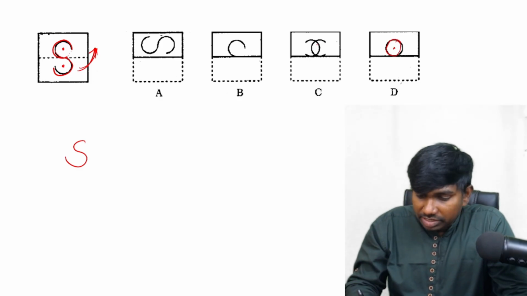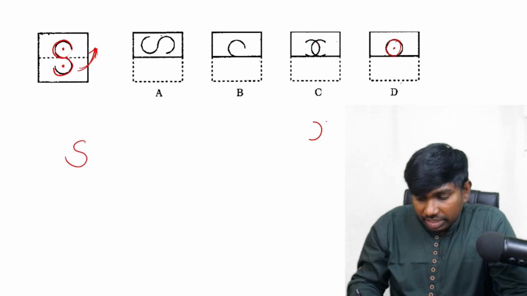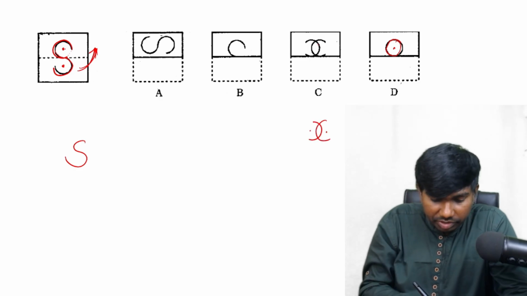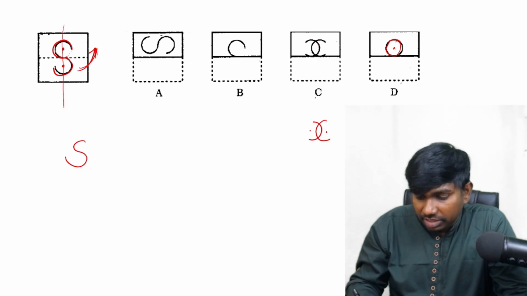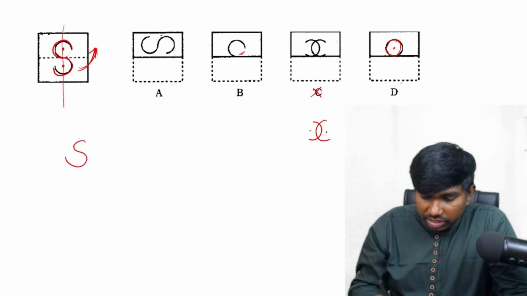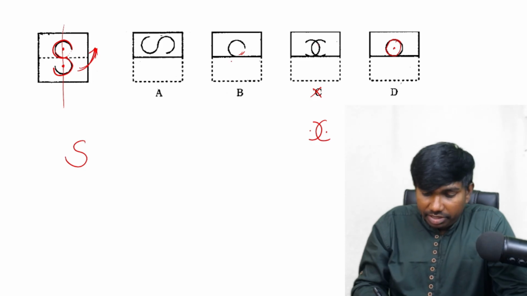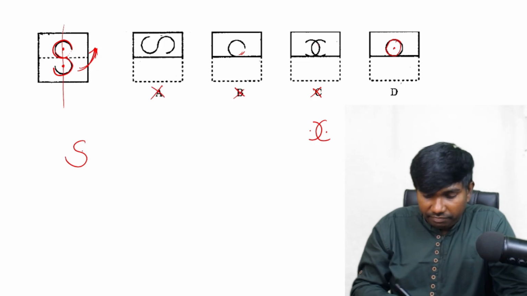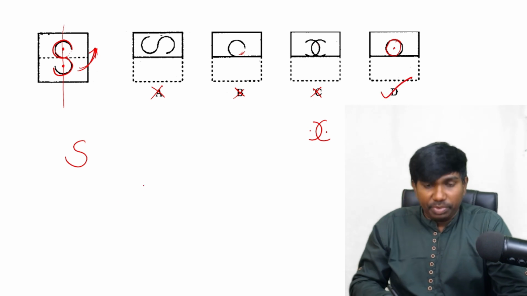So why is C not the answer? Because their centers are different here, but in our question their centers are at equidistance and in the same line. That's why this cannot be the answer. Here there is a missing part, and in this figure there is a hidden part, right? After folding there must not be any hidden part. Here is a completely different figure. So the answer is option D.